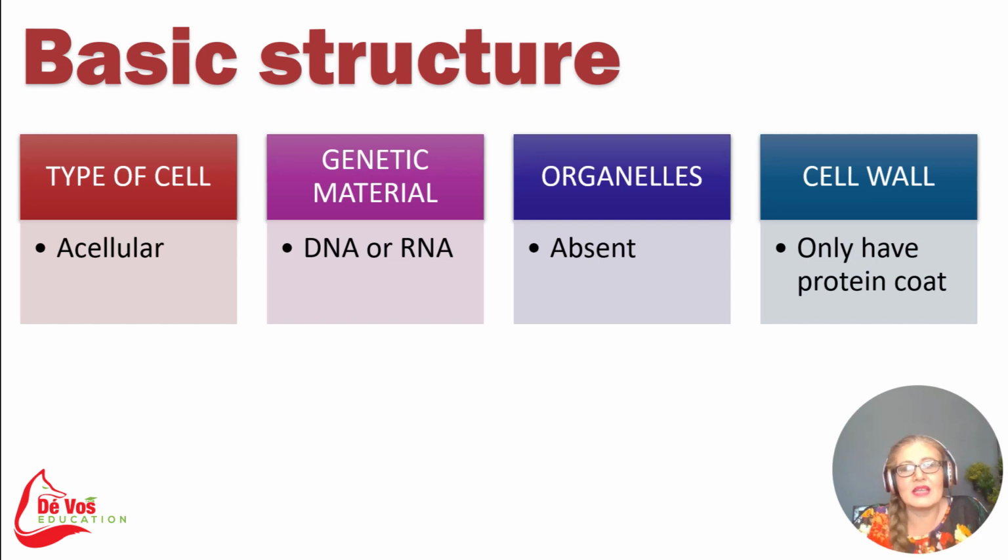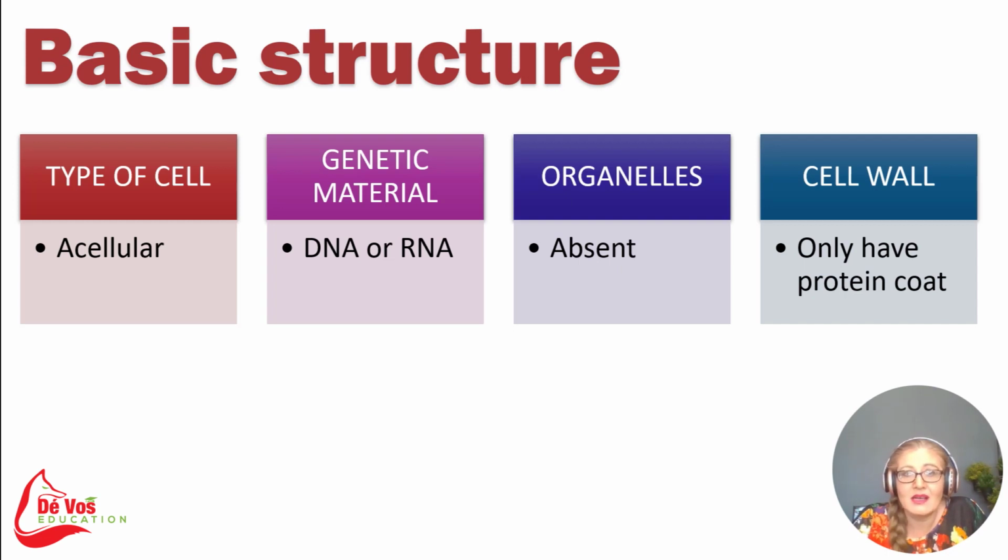Let's look a bit closer at the basic structure of viruses. A virus typically consists of genetic material, either DNA or RNA, not both. It also has a protein coat, so it doesn't have a cell wall, only this protein coat or layer that protects the DNA or RNA. And sometimes it'll have additional structures.